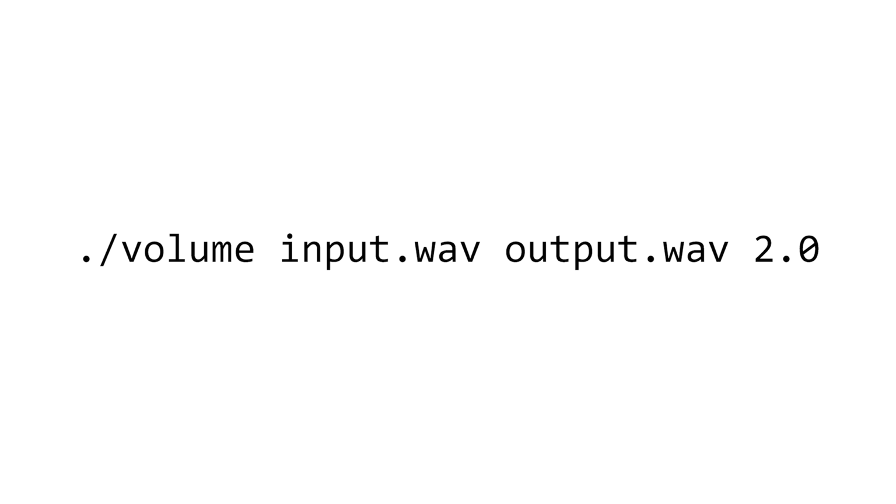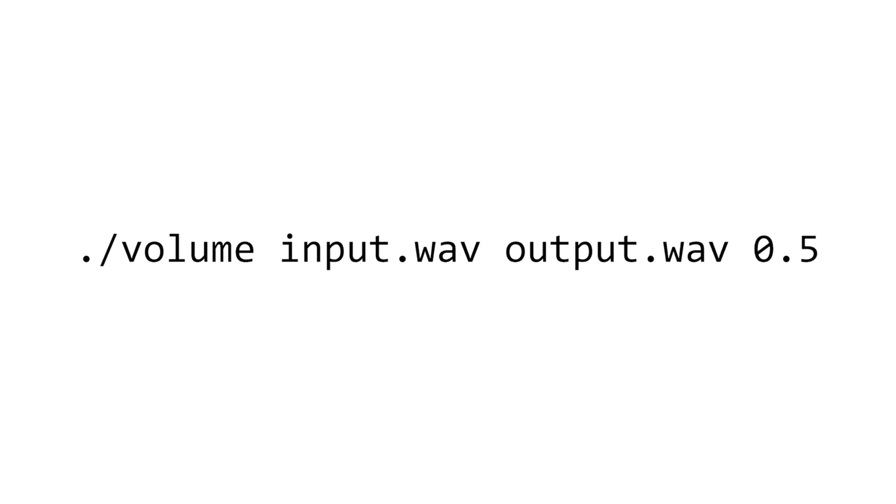And finally, the last command line argument to this program is going to be a floating point number representing the factor by which to change the volume of the original audio file. In this case, for example, we're using a factor of 2.0 to mean we want to double the volume of the audio file. But if instead we had tried to use 0.5, for example, as the factor, then we would be cutting the volume of the audio file in half.